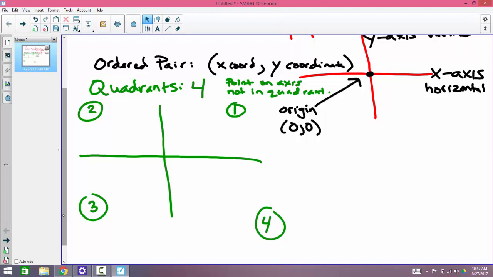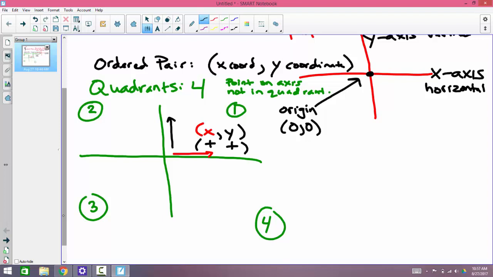If you think about this very first quadrant, all of the ordered pairs would have a positive x and a positive y. So the ordered pairs here are positive, positive. Both numbers are positive. In the second quadrant, it would be a negative for the x value and a positive for the y value. So again, x goes first and then y goes second. And remember, x is how far over and y is how far up.